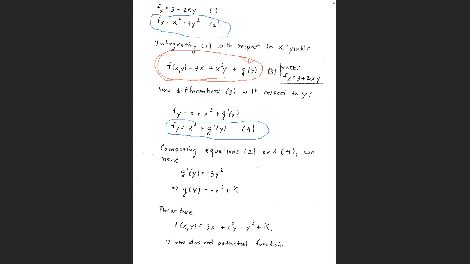Well, g prime of y would have to be negative 3y squared, and therefore g of y would be negative y cubed plus some constant of integration k. And therefore, I have my desired potential function. There it is.